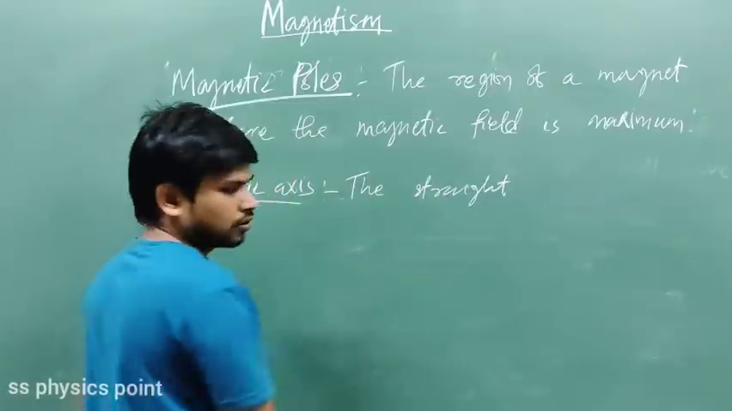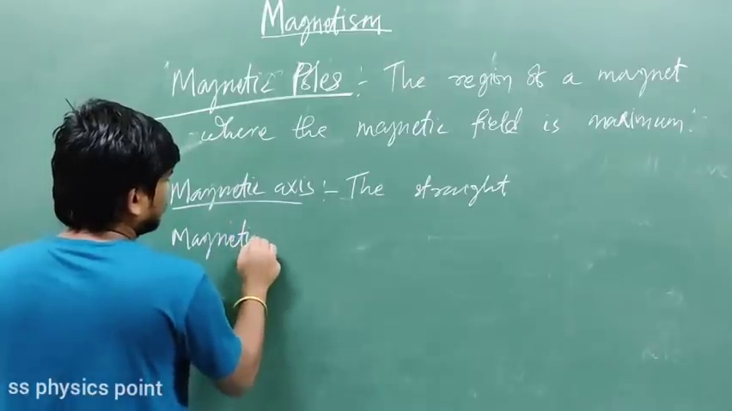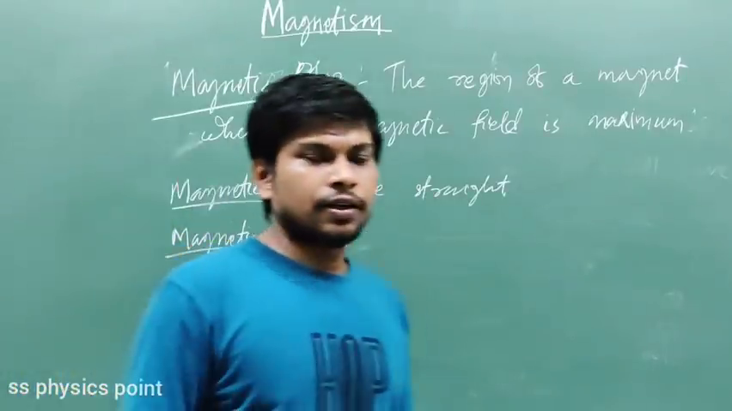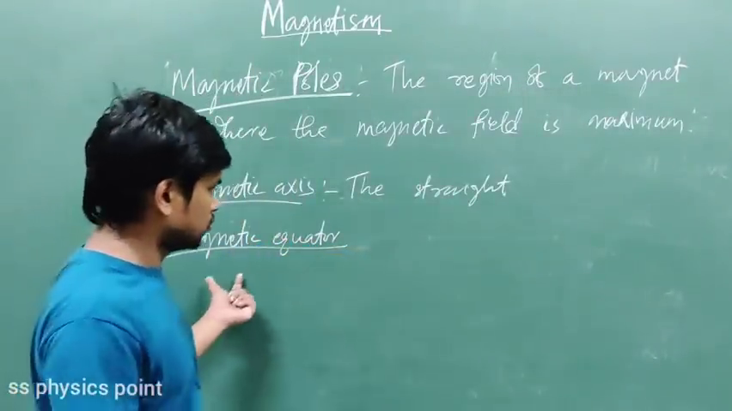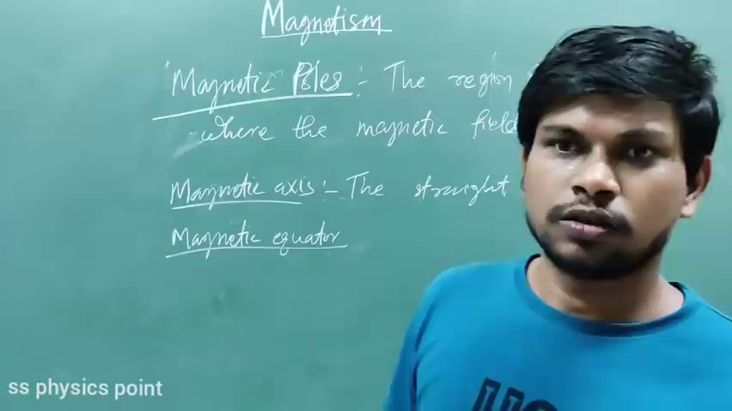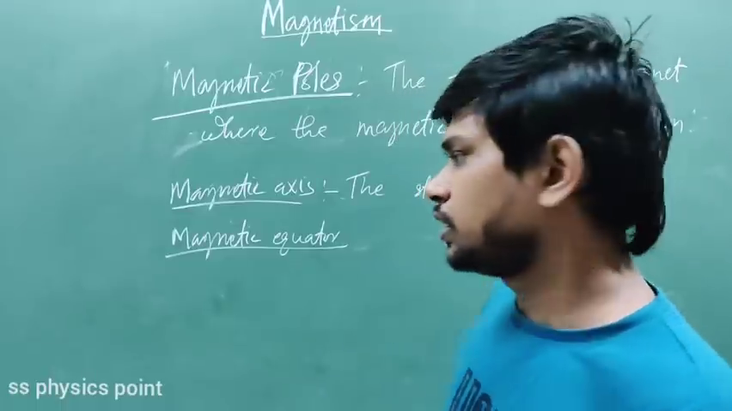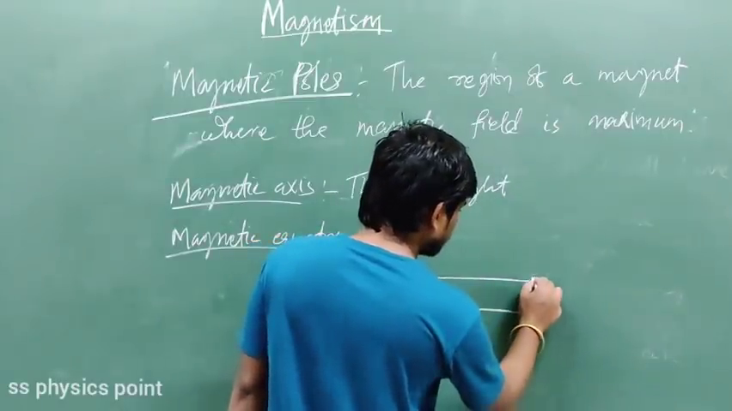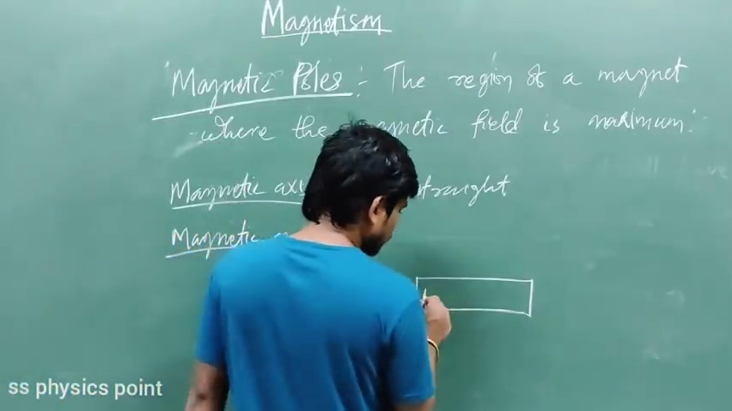Then magnetic equator. Just write it, magnetic equator. The line perpendicular to the magnetic axis and passing through the center of the magnet. Center of the magnet.